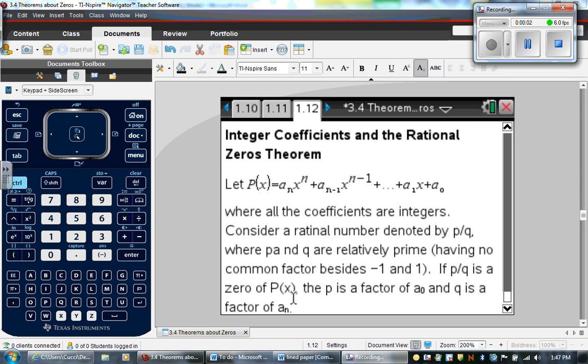Okay, so this is for Mrs. Cucci's College Now Pre-Calculus class. We are on lesson 3.4, Theorems about zeros, and we left off on page 1.12. So please have that out and open, ready to go.